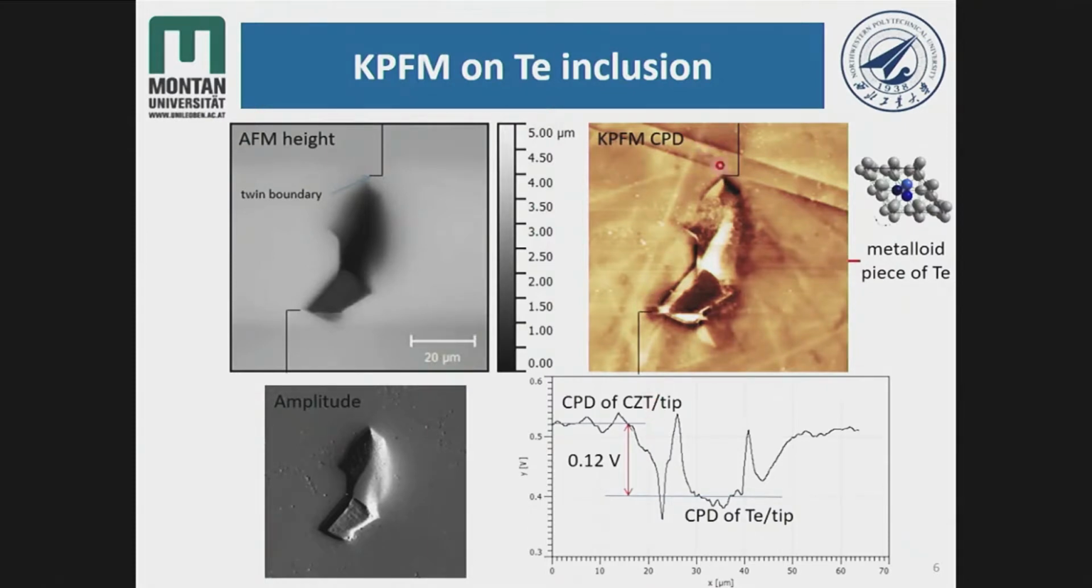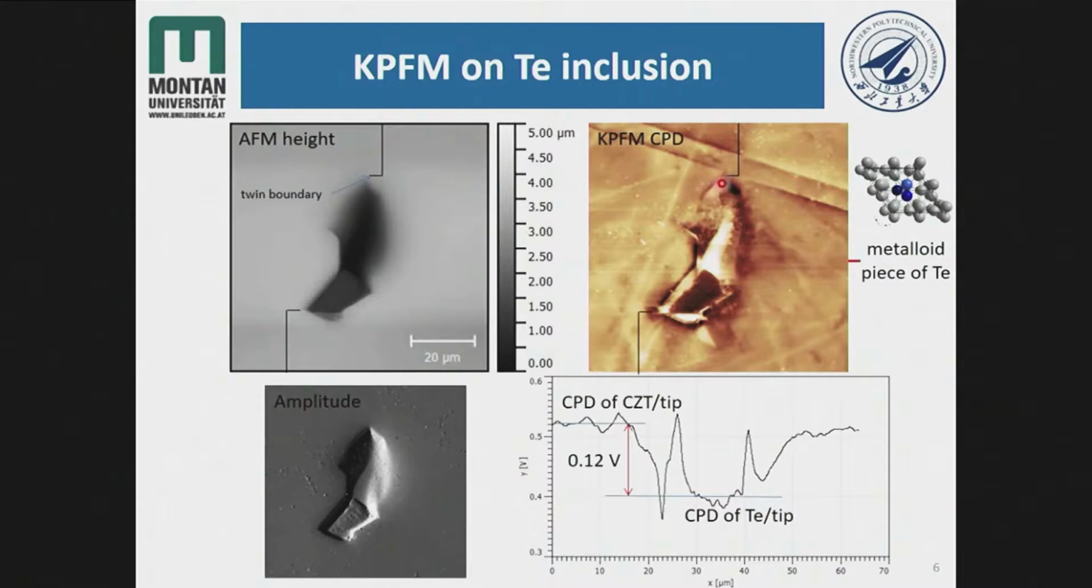You can see the twin boundary coming from here towards here, and here there is still a little bit of tellurium left inside the inclusion. So the tellurium piece was not completely removed from the pit. There is still a little bit of metal inside. You can clearly identify that by Kelvin probe force microscopy, and you can also get more information about how the interface between tellurium and cadmium zinc telluride works.